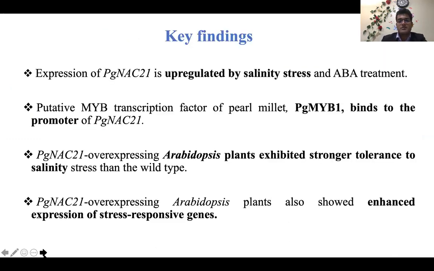So the key findings of our studies are that the expression of NAC21 is upregulated by salinity stress and ABA. A MYB transcription factor binds to the promoter of PgNAC21. These results we have not shown here, and I have shown the results of the transgenic lines. So transgenic lines of Arabidopsis that overexpress pearl millet NAC21 exhibited stronger tolerance to salinity stress than the wild types. PgNAC21 overexpression Arabidopsis plants also showed enhanced expression of stress responsive genes.